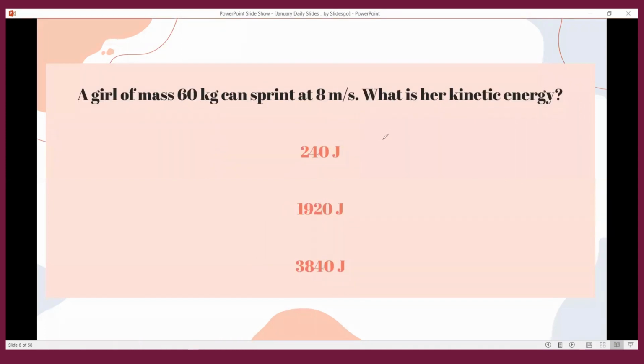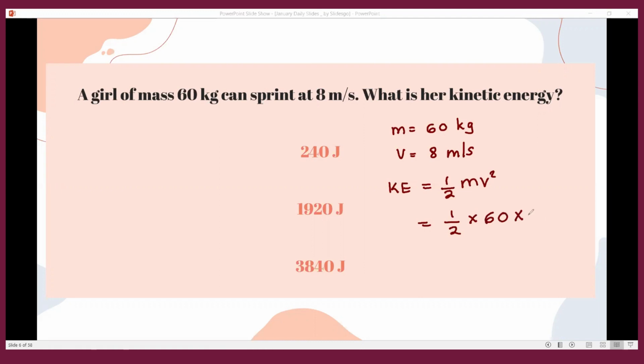And the next question is, a girl of mass 60 kg can sprint at 8 meters per second, that is the velocity. What is her kinetic energy? It's a straightforward question, we just have to use the formula that we studied, which is half mv squared. So we have half, and instead of m this time it's 60 kg. Remember, our mass has to be in kilograms in order to substitute in this equation, and when our mass is in kilograms, we have to maintain our speed in meters per second. And here the answer will be 1920 joules.